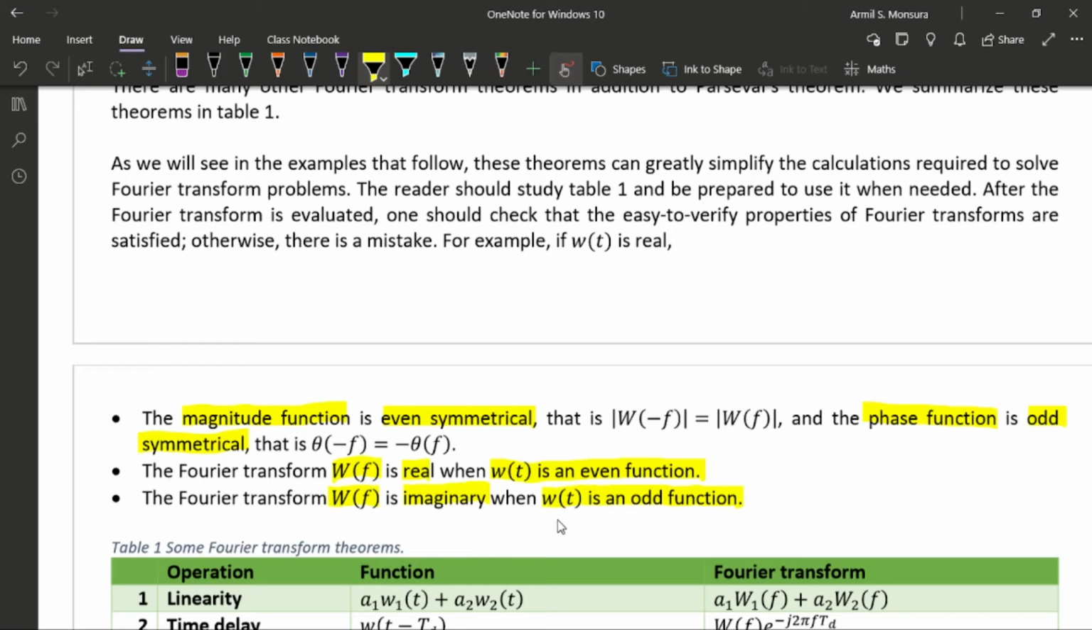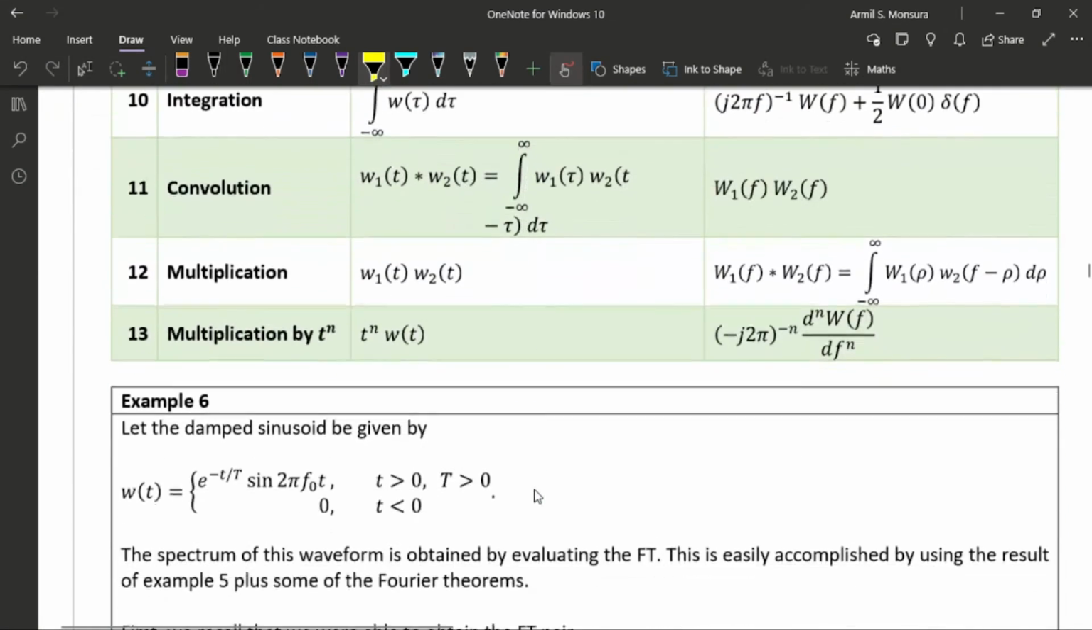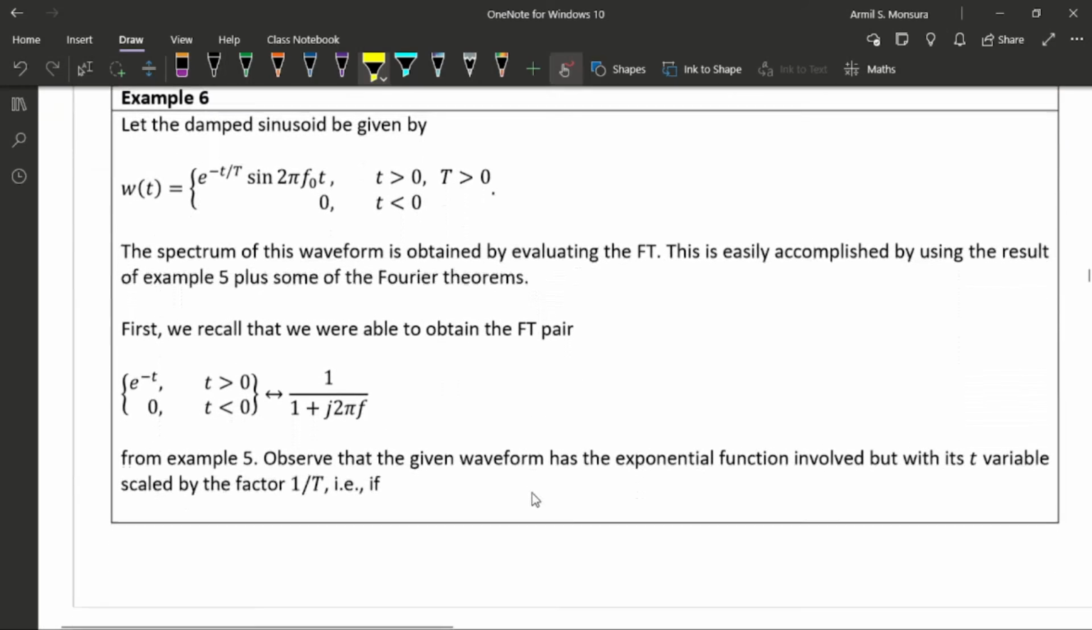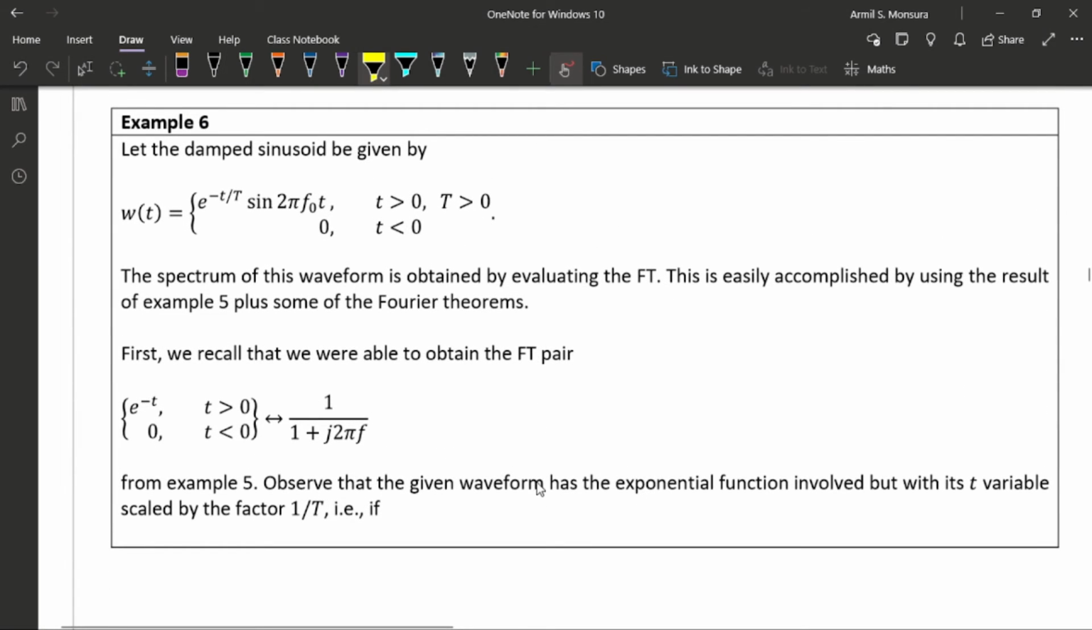So these are the easy to verify properties of Fourier transform that we can use to check if the spectrum that you are obtaining, using these properties and the transform pairs, is correct or not. Okay. So let us try to have example 6.